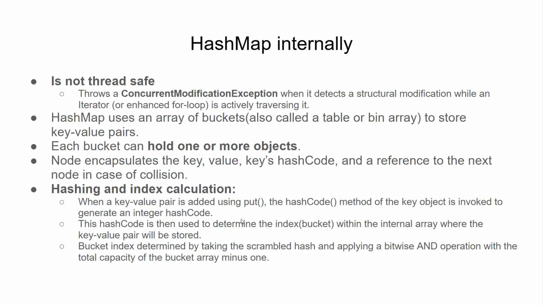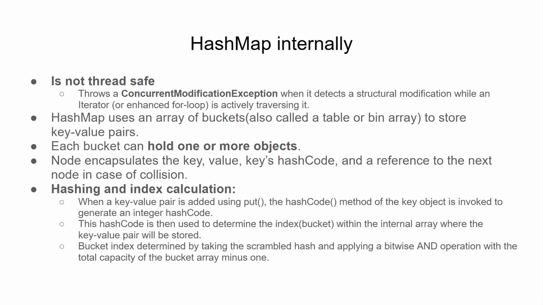The internals of the HashMap. The HashMap is not thread safe. What it means, it throws the ConcurrentModificationException if you are iterating over a HashMap and it detects that another thread tried to change the structure of the HashMap. So if you are traversing a HashMap and another thread tries to change it, you will get the ConcurrentModificationException, okay.